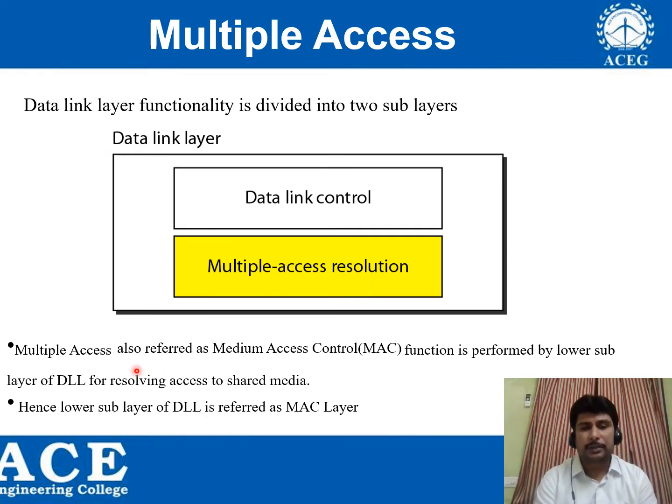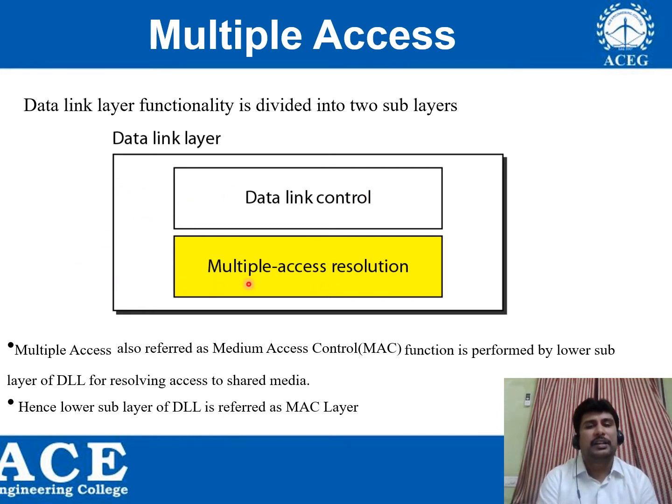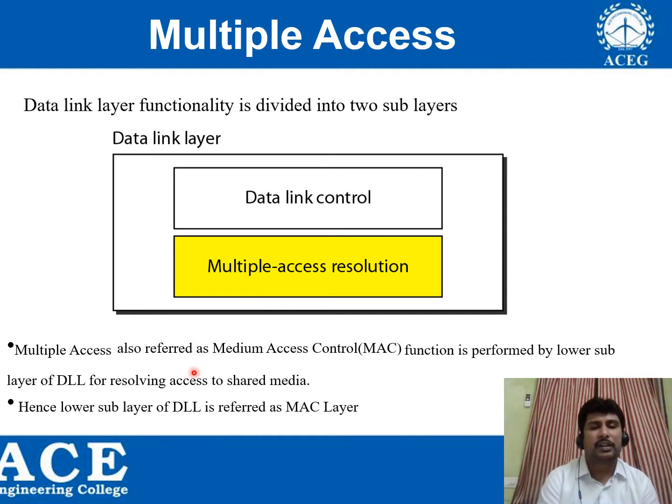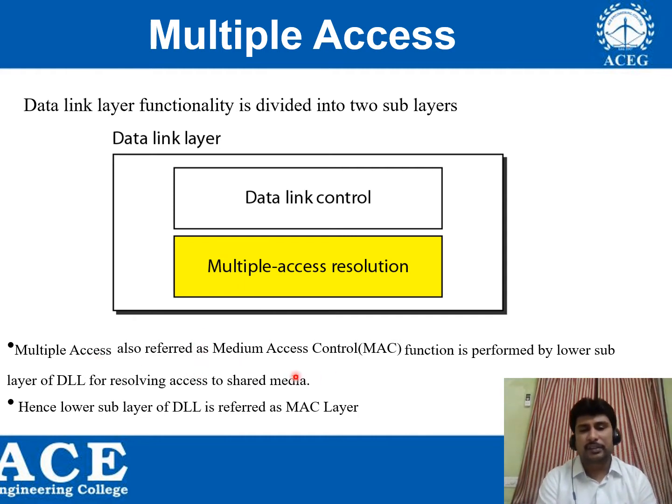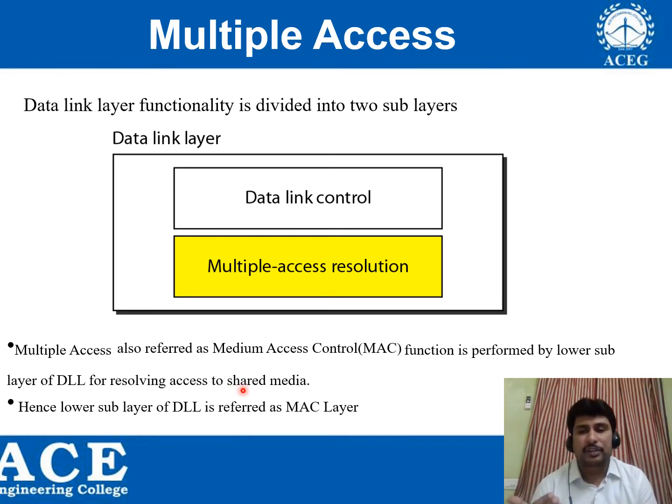So multiple access, also referred to as medium access control, is a function performed by the lower sublayer of the data link layer. If it is the upper sublayer, it is referred to as data link control, and the function performed by the lower sublayer is referred to as multiple access or medium access control. And what is the major importance of using this particular function? It tries to resolve the access of the shared medium. So we want to improve the efficiency of the channel.